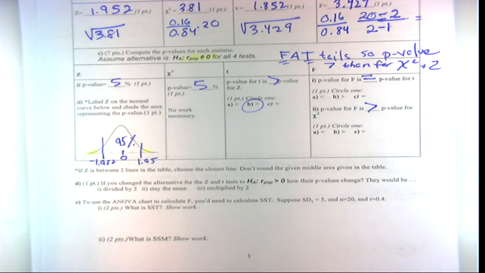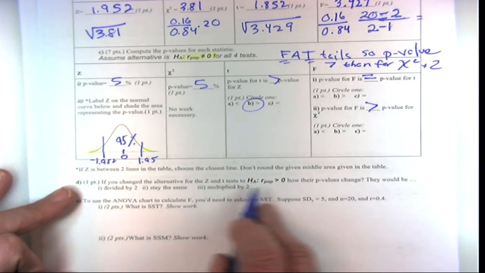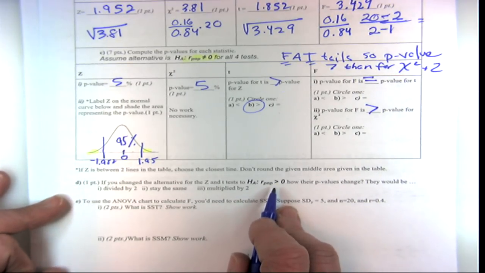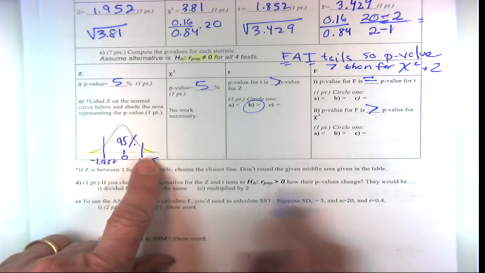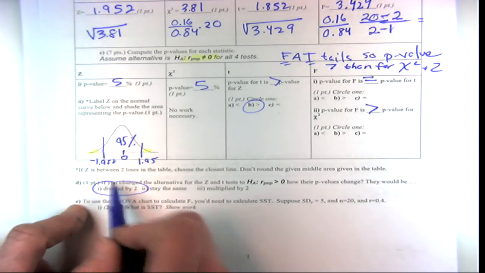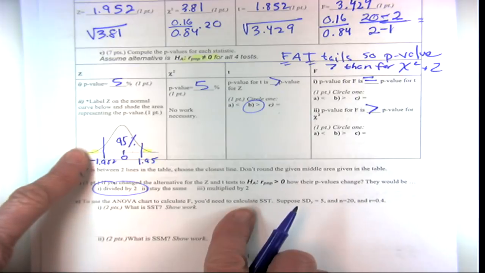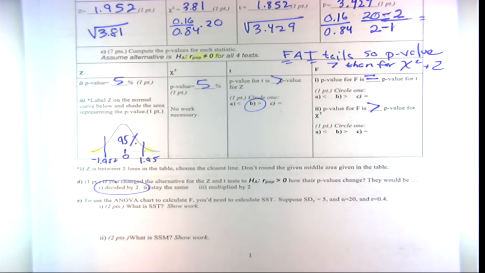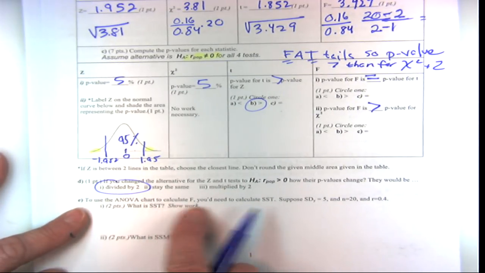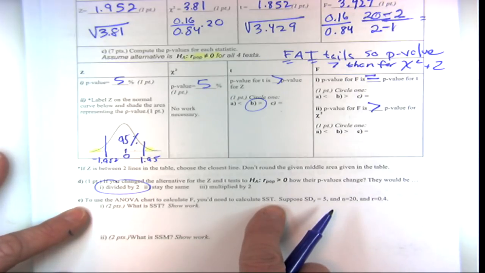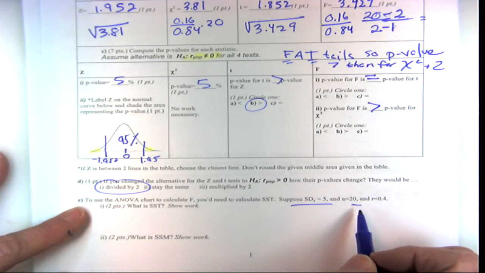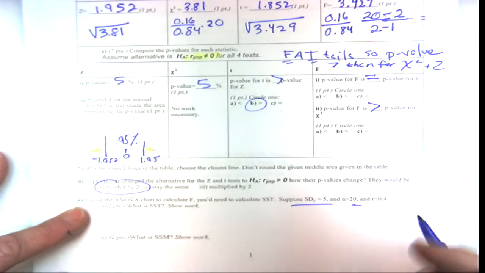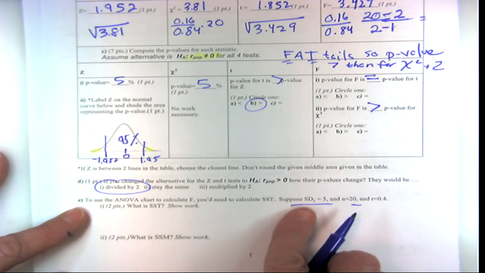All right, and now what's the next thing? If you change the alternative to a directional alternative, well, then greater than would be just fat tails. They would be divided by 2. If you said less than, it would be that tail, still divided by 2. To use the ANOVA chart to calculate f, you'd need to calculate SST. Well, I gave you this and this, so before, oh no, I didn't give you the SDYs, now I give you this.